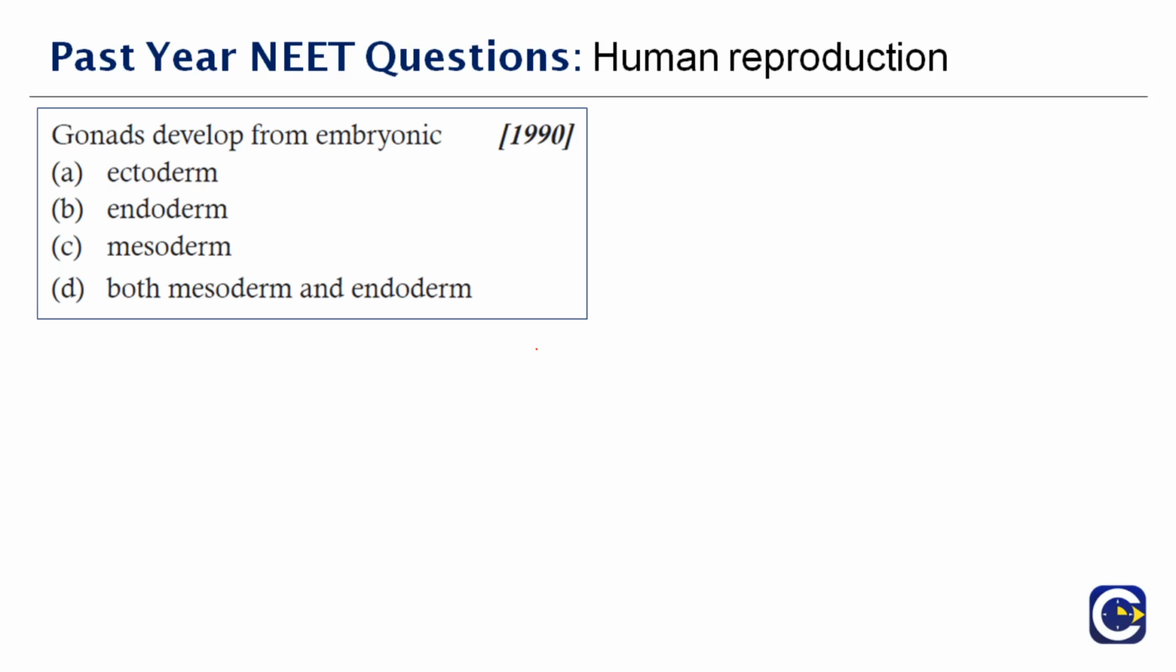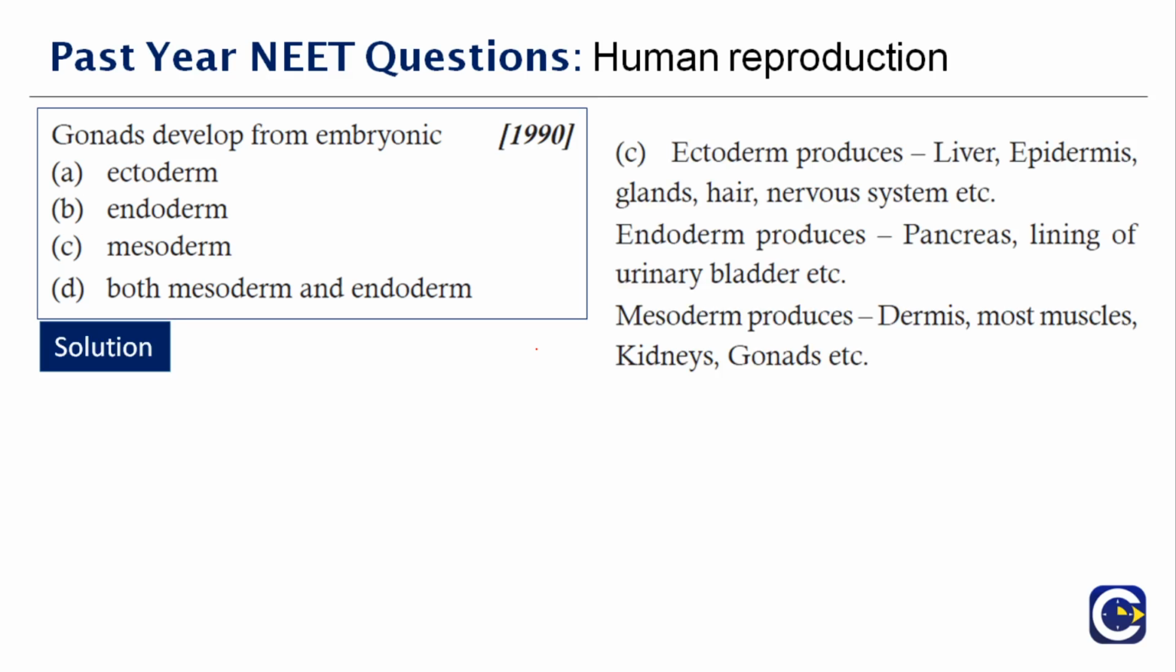Okay, next question here. Gonads develop from the embryonic dash. So I'm going to give you an explanation on your right side so it will be easy for you to understand. When we talk about layers, we have ectoderm, endoderm, mesoderm. The ectoderm produces epidermis, glands, hair, nervous system. Endoderm is responsible for pancreas, lining of the urinary bladder, etc. Mesoderm is the one associated with dermis, muscles, kidneys, gonads, etc. So gonads develop from embryonic mesoderm. Therefore, the right answer is option C.